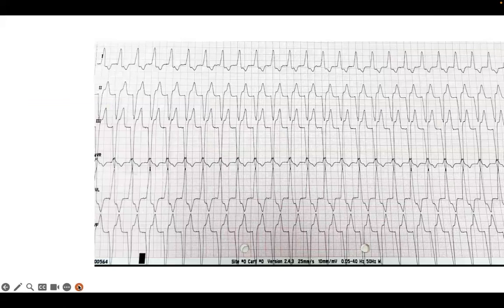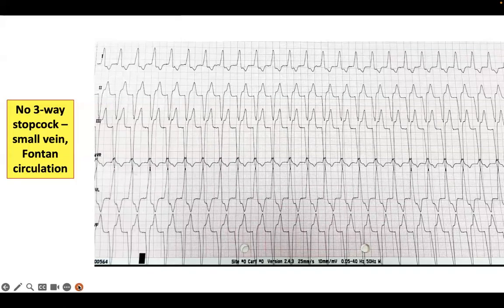Okay. So this is what we did. We did not have a three-way stopcock. It was a small vein. And remember, she's Fontan, and we gave 0.24 per kilo of adenosine here. What do you guys see? Anything happened or not really? Nothing. Nothing happened. No change. Okay, excellent.